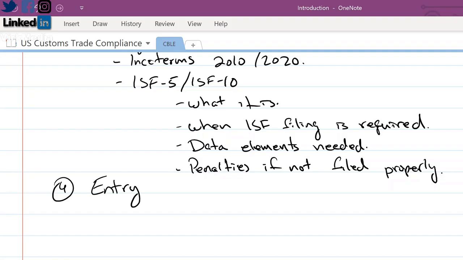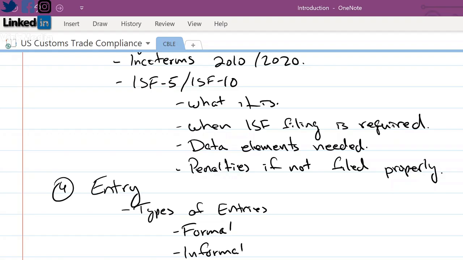First, we're going to be discussing all 3 types of entries: formal, informal, and when no entry is required. We'll discuss the documents which are needed and the data that's needed for an entry.